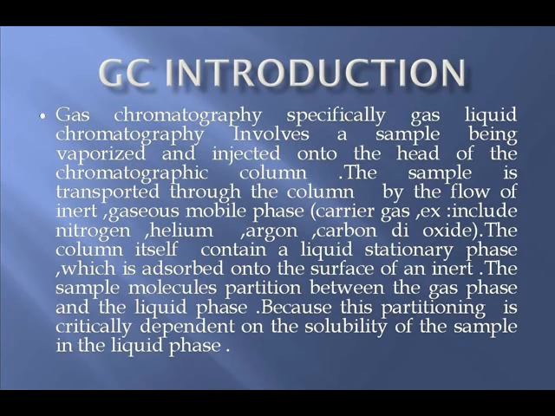And the GC introduction. Gas chromatography, specifically gas liquid chromatography, involves a sample being vaporized and injected onto the head of the chromatographic column. The sample is transported through the column by the flow of an inert gas mobile phase. The column itself contains a liquid stationary phase which is adsorbed onto the surface of the inert solid. The sample molecules partition between the gas phase and the liquid phase, because this partition is critically dependent on the solubility of the sample in the liquid phase.